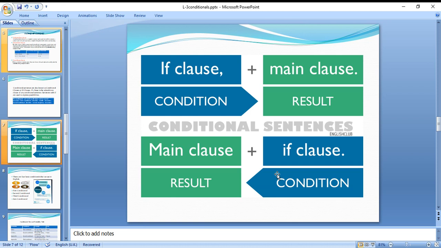If the structure is if clause and main clause, if clause expresses condition and main clause expresses result. If the main clause comes first, it expresses result, and if clause is condition. If clause can be used at the beginning or at the end of the sentence. If clause used at the beginning is usually followed by a comma.